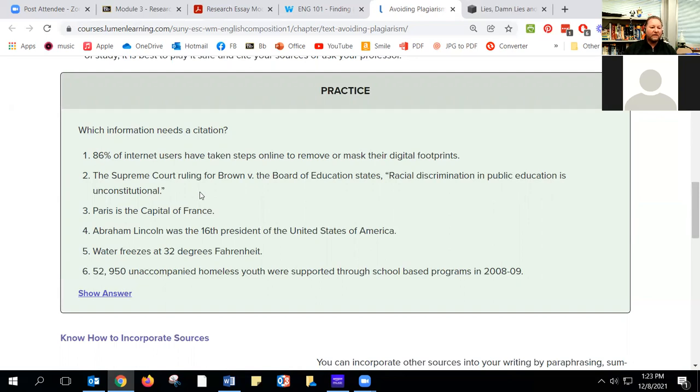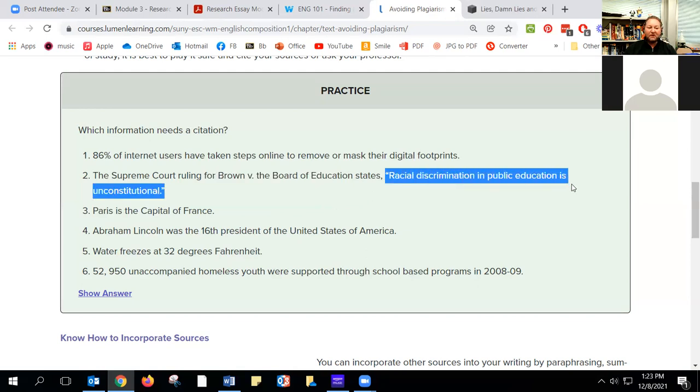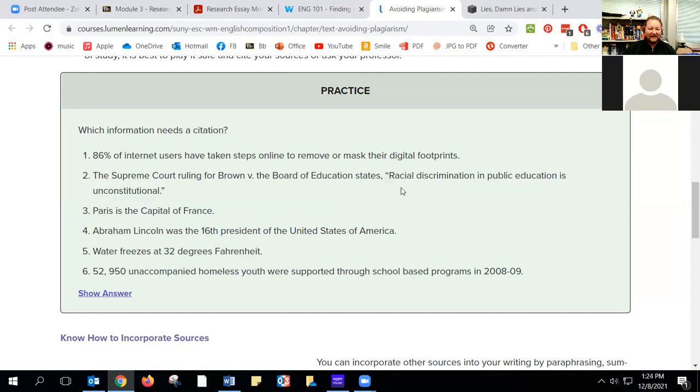The Supreme Court ruling for Brown versus the Board of Education states racial discrimination in public education is unconstitutional, right? So like something like this one too. Most of us kind of remember learning about Brown versus Board of Education, right? But do you remember the specific wording of the Supreme Court ruling? I don't think so, unless you're a lawyer specializing in something like this. So you would have to cite this, right?